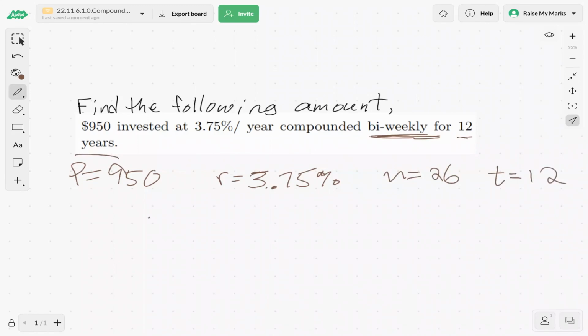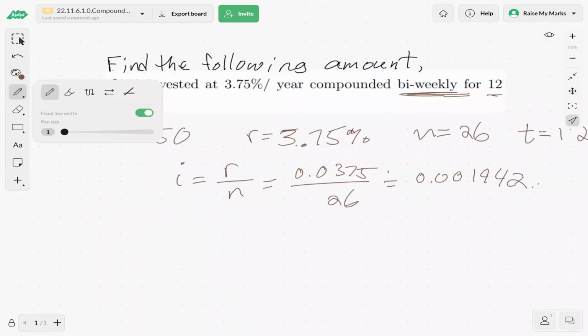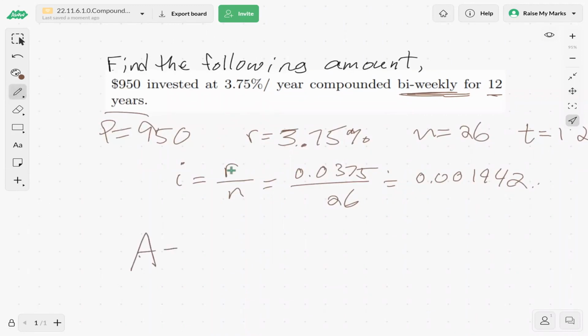Let's figure out what I is. I is R over N. R is 0.0375, N is 26. That's not the prettiest number. It's approximately 0.001442. Let's leave it at that for now. Now we want to find out the amount. A equals P, the principal amount, times (1 plus I) raised to the power NT.